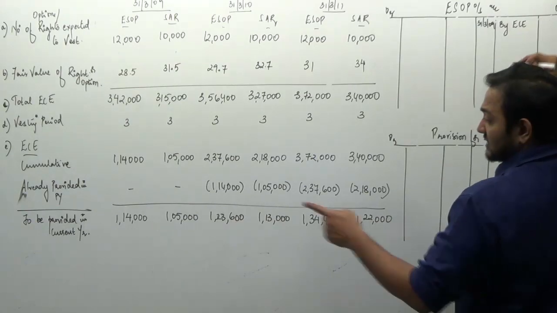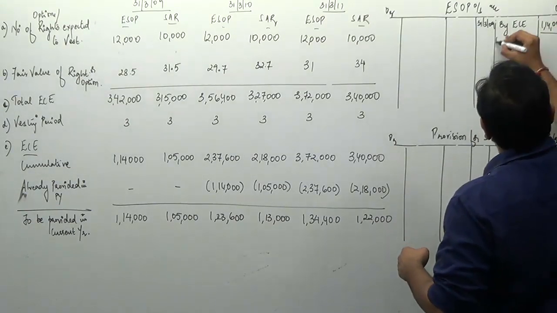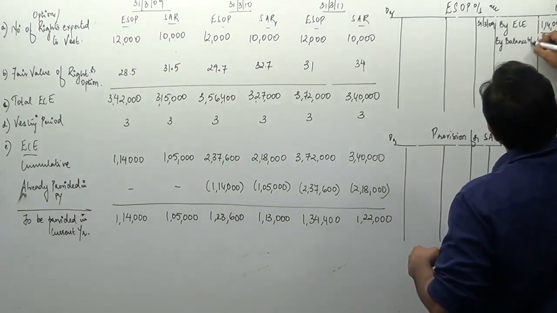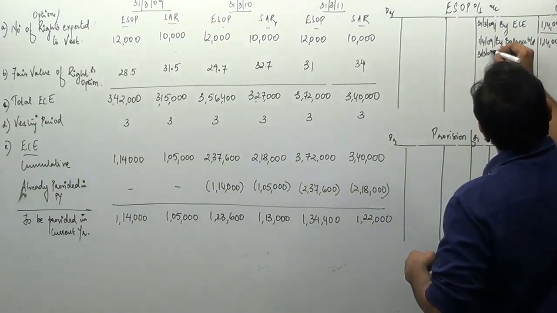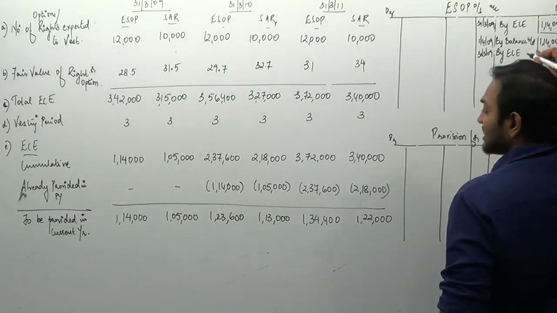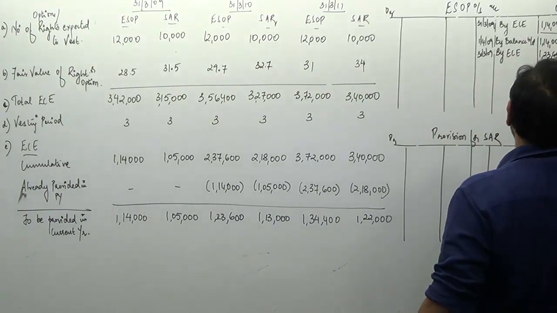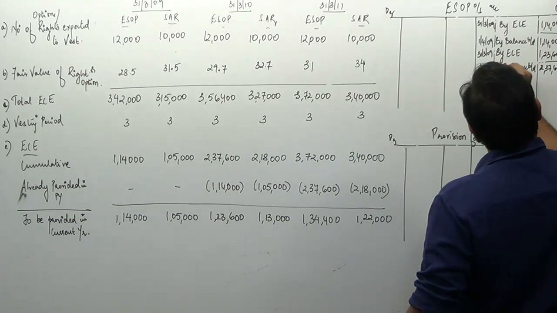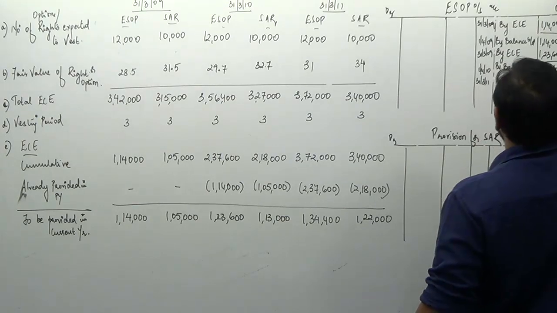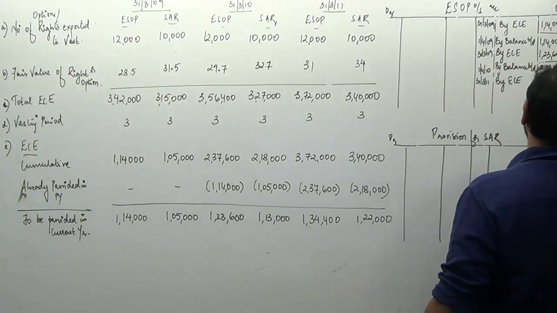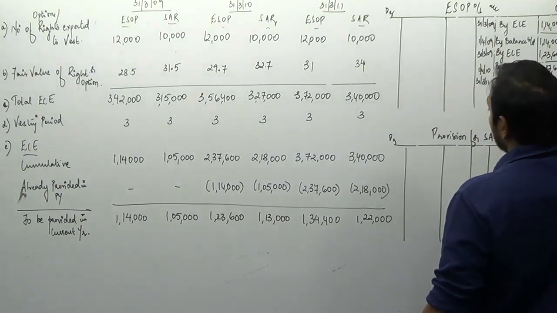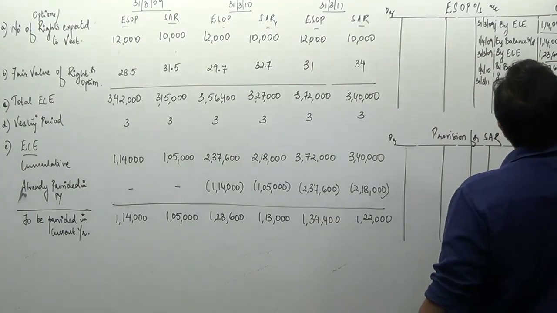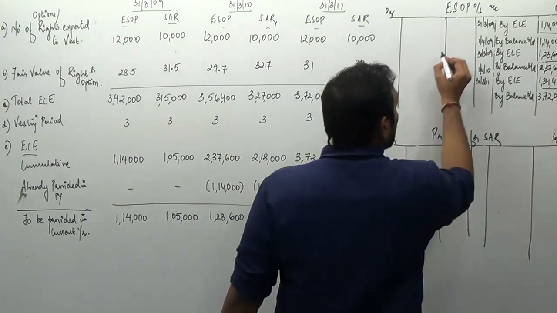31st March 09, by ECE, first ESOPs 1,14,000. That'll be brought down to the next year. Balance brought down on 1st April 09, 1,14,000. Then on 31st March 2010 again I create a provision by employee compensation expense, 1,23,600. Again, I bring down the balance, 2,37,600 on 1/4/2010. 31st March 2011, again I create a provision by ECE. Last year's provision I create is 1,34,400, bringing down a balance to the next year as balance brought down 3,72,000. Balance carried down entries I haven't written.